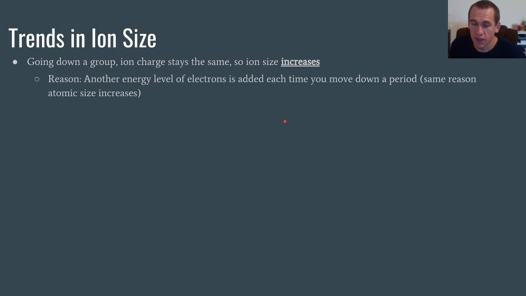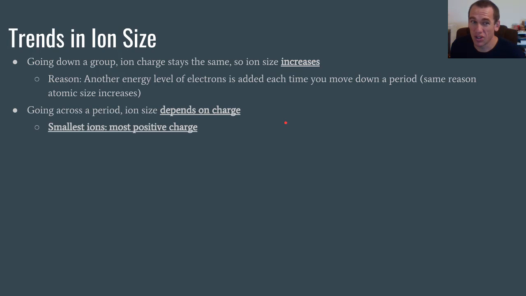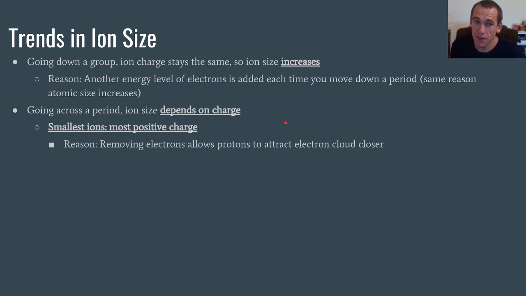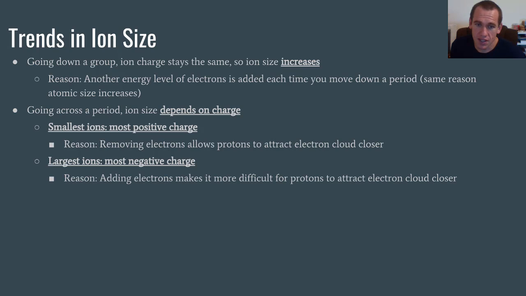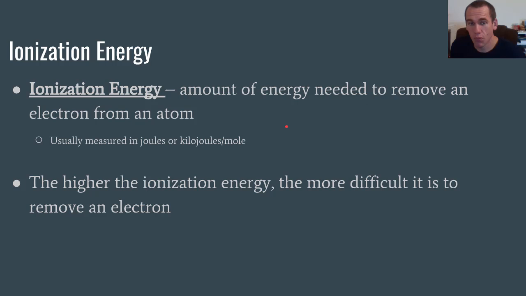So that's all summarized here. Going down a group, if the ion charge stays the same, the size increases because we're putting electrons into a higher shell. Going across the period, the ion size depends on charge. The smallest ions are the most positive, because it allows the protons to attract the electrons closer. The largest ions are the most negative because the electrons repel each other more.